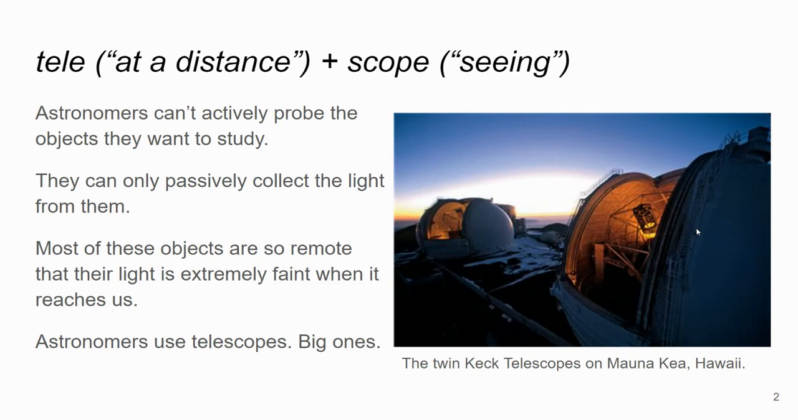The objects we're going to be looking at are often so remote that their light is very, very faint when it gets to us, which requires the use of big, big telescopes. The two in this picture are the twin Keck telescopes on Mauna Kea in Hawaii. Up on top of the mountains, you can see the snow there, it ends up being a very good place to do astronomy.